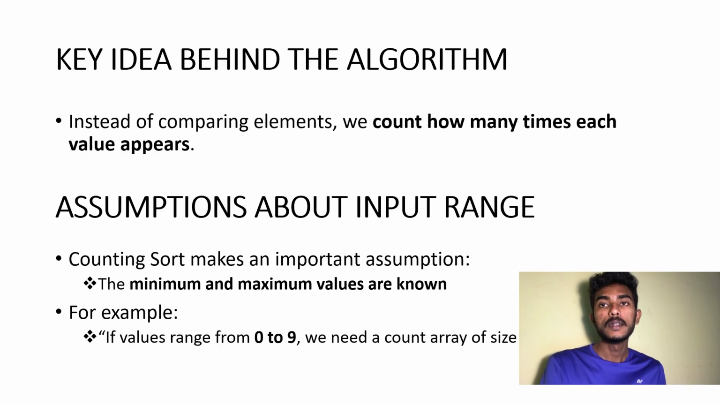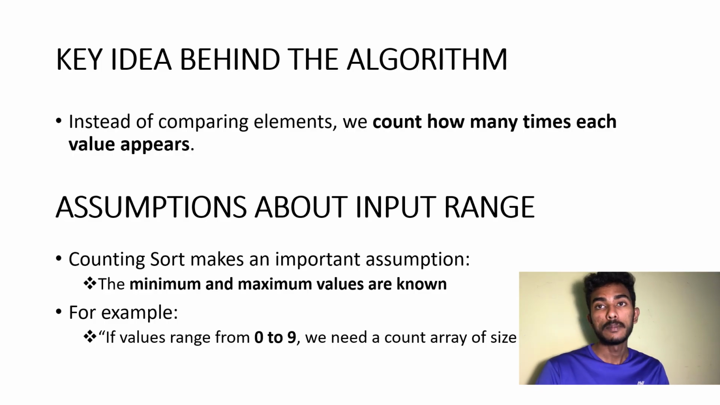Key idea behind the algorithm. The key idea of counting sort is very simple. Instead of comparing elements, we count how many times each value appears. Then we use the count to place each element in its correct sorted position. That is why it is called counting sort.